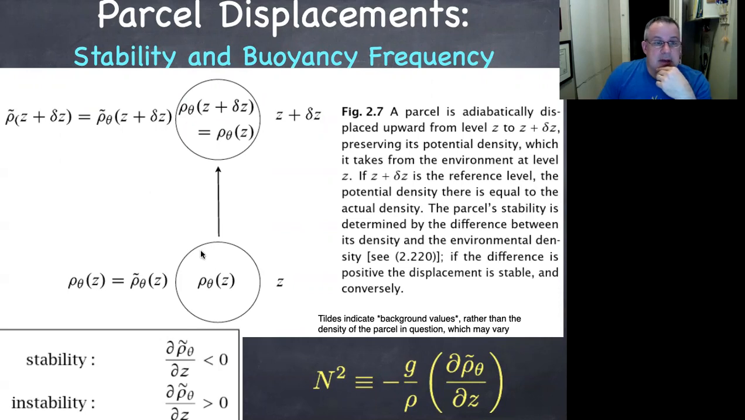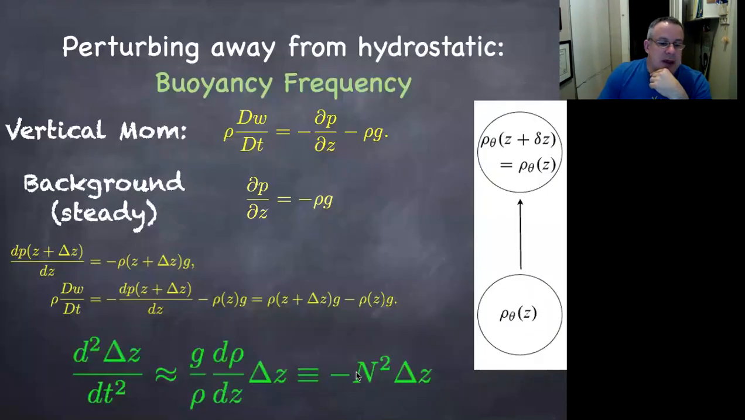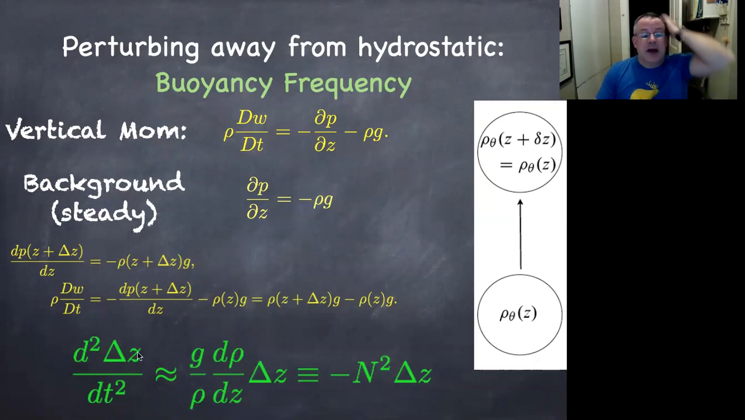So this is the same game we played before, except this time we came up with g over rho d potential density dz. There's the minus signs there. This is the stability point. You can go back and think about what would have happened if we had gotten the opposite sign of this. Instead of oscillations, we would have gotten exponential growth. Small z displacements would have grown exponentially in that same direction.